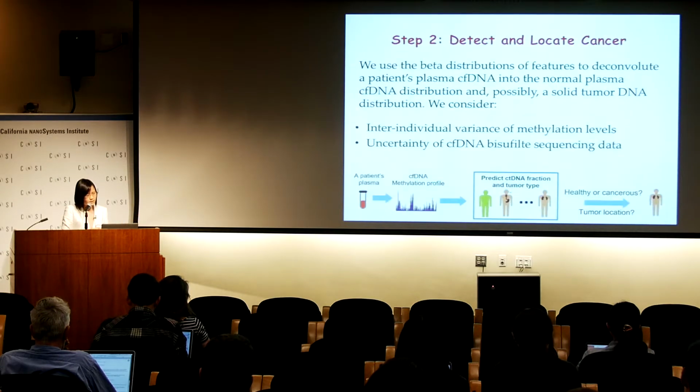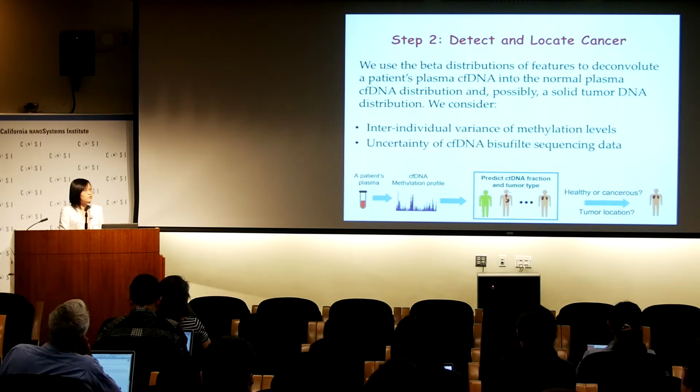And for step 2, to detect and locate cancer, we use the beta distribution that we just constructed from the training data to deconvolute a patient's plasma cfDNA into the normal plasma cfDNA distribution and possibly a solid tumor DNA distribution of a specific type. We consider inter-individual variation in methylation level by using the beta distribution. And we also consider the uncertainty of cfDNA bisulfite sequencing data: the number of reads on that site that are methylated, and also the number of reads covering that site. And we use a binomial distribution to model this relationship.